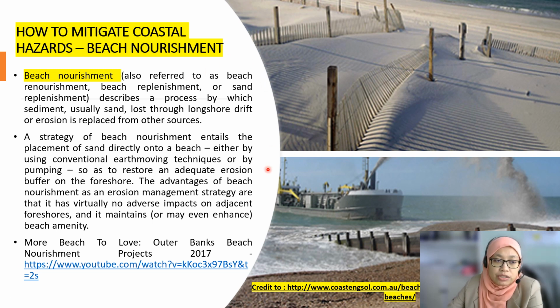So how do we mitigate or help to slow down the coastal hazards? One of them is beach nourishment, which is also referred to as the replenishment of the beach, where we add more sand to the beach, because as we know, coastal erosion takes a lot of the sand. We have lost the amount of sand, so now we bring in new sand and put it towards the beach.